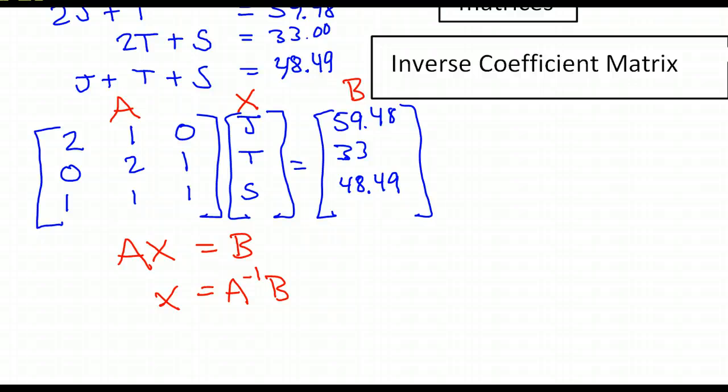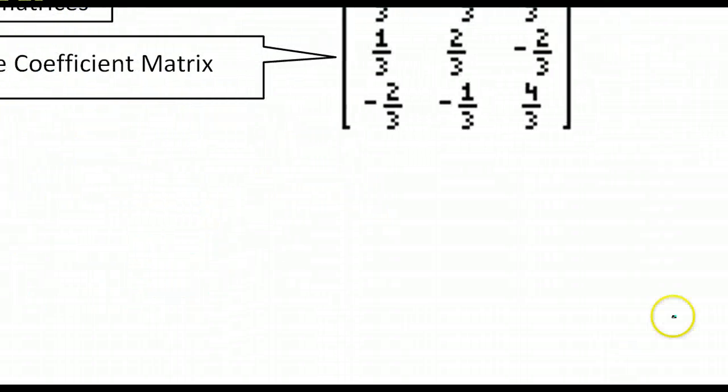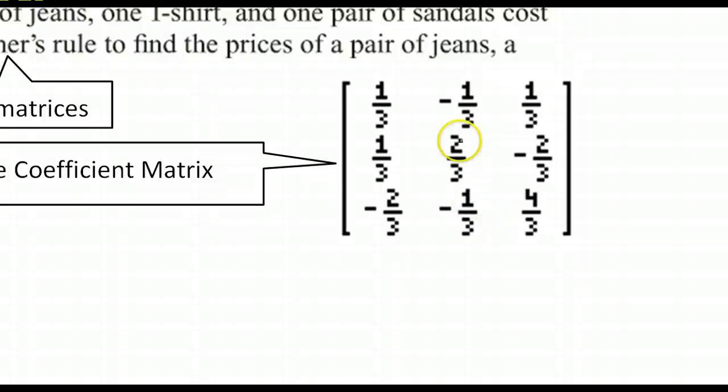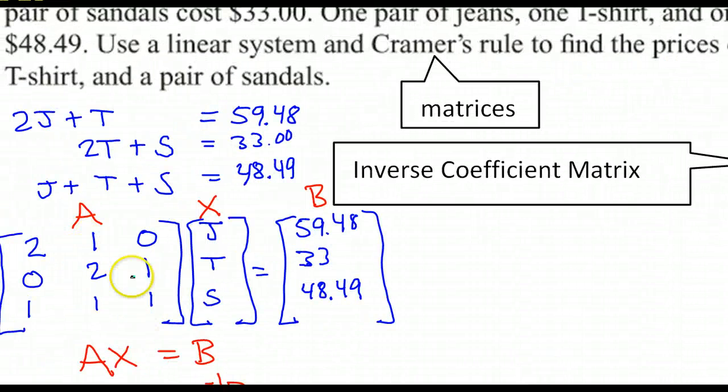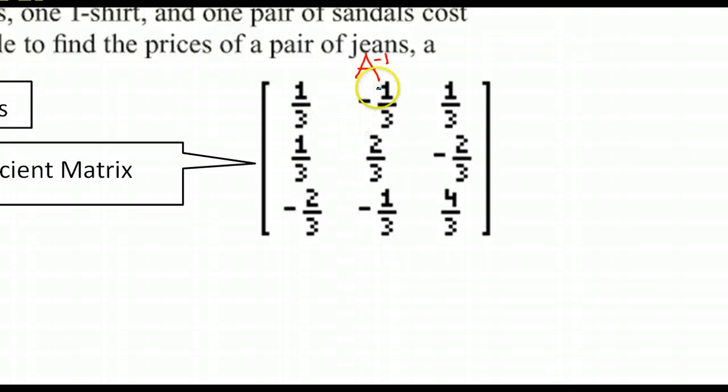So I'm either going to give you a graphing calculator to find it, or I'm just going to give it to you, like I did here. So please understand that when I say inverse coefficient matrix, I'm telling you that this is the inverse of the coefficient matrix. A is the coefficient matrix, so this is the inverse. So I'm giving you A inverse. And remember, X should equal A inverse times B. That's what we're doing. So we have A inverse, we just need to multiply times B.